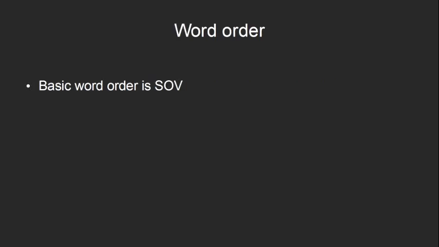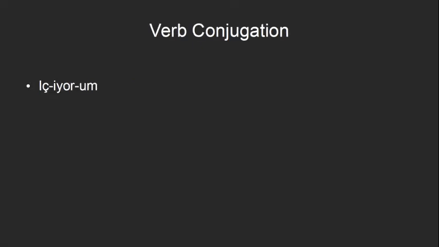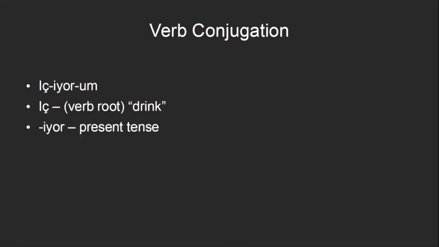Basic word order in Turkish is subject, object, verb. So if we take a simple sentence like, I am drinking tea, in Turkish it becomes ben çay içiyorum, literally, I tea am drinking. The verb içiyorum can be broken down into 3 components. İç is the root of the verb, meaning drink. İyor marks the present tense, and um marks the first person singular, or I.